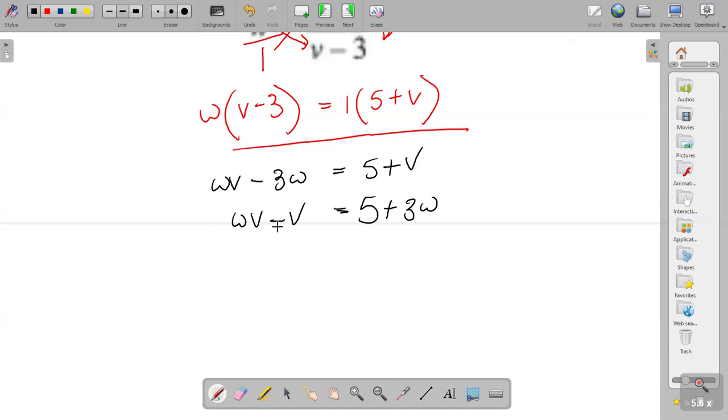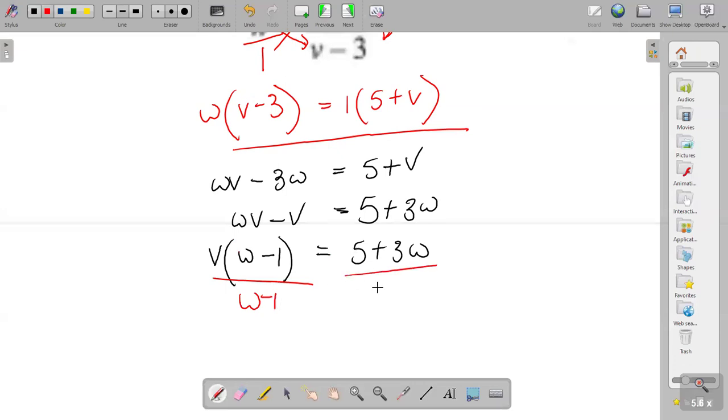So let's factorize out V. So pull out V. We're going to be left with W minus 1 equal to 5 plus 3W. And we only want V here. So what do we do? This means times between the two of them, so I could divide out. What we do on one side, we do on the other side. So this is going to cancel. So V is equal to 5 plus 3W over W minus 1.